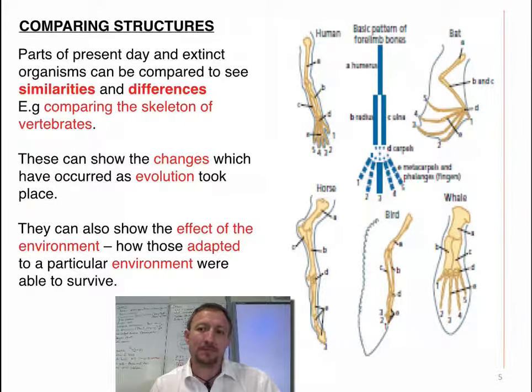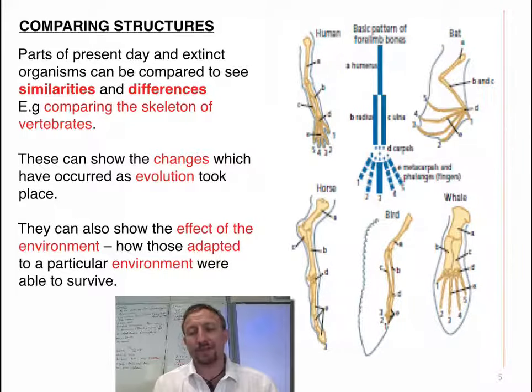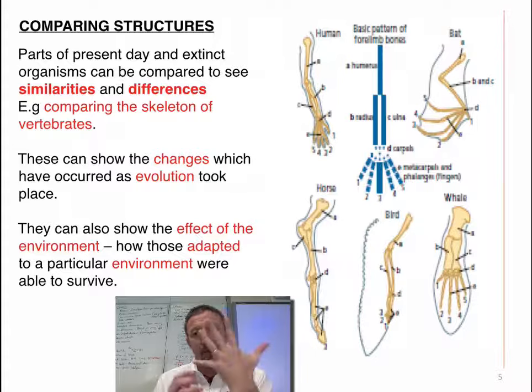Let's look at the bat. The bat on the top has got the humerus, you can see the A bone. It's got B and C, now one bone is behind the other. And then look, we've then got 5 structures again for the fingers. One is very, very short, and then we've got the 4 fingers sticking out. Again, that's an example very similar to the human being.